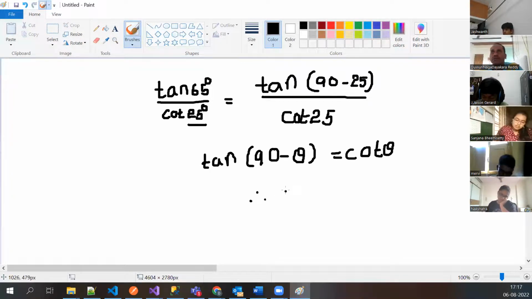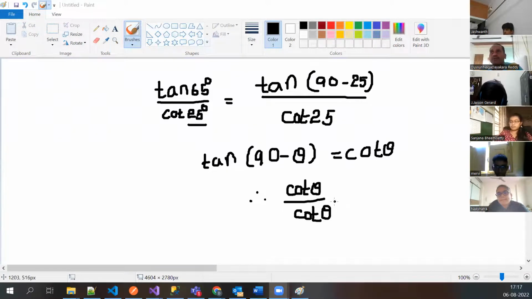Most likely, this kind of problem will give the answer 1. So will there be problems like tan 65 by sine 25, like tan by sine? No, it won't be. They will give something like this where it will get cancelled. Okay, we will see the examples. We will see the problems, no? Anyway. All right. Let me know once you copy.